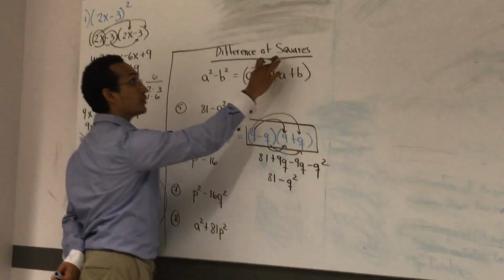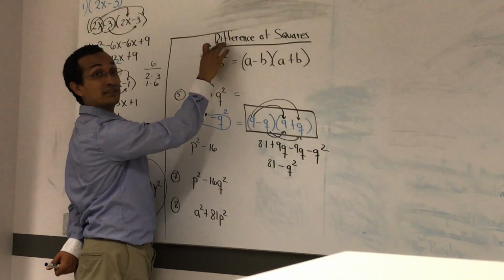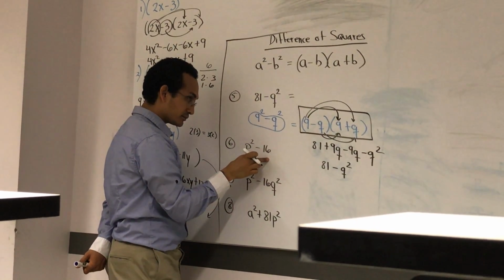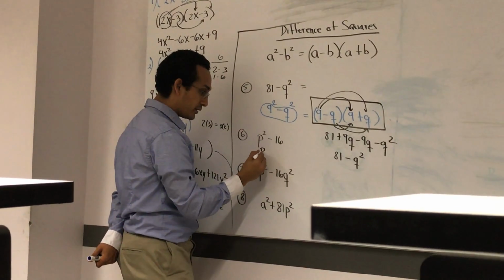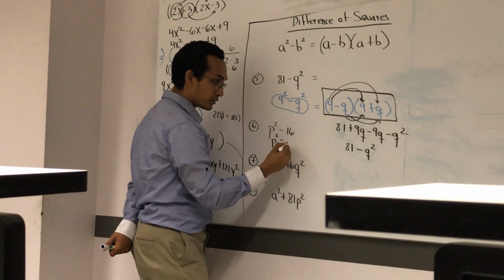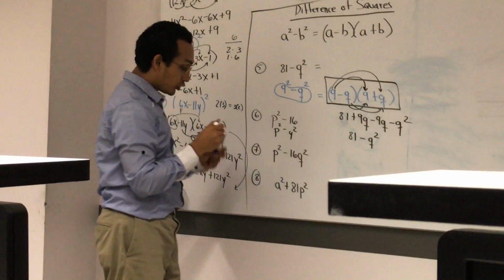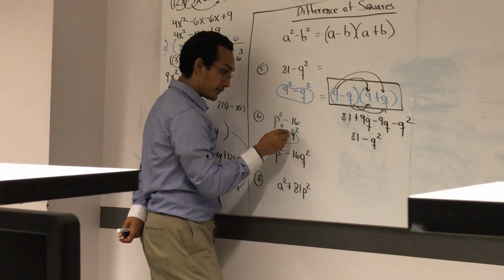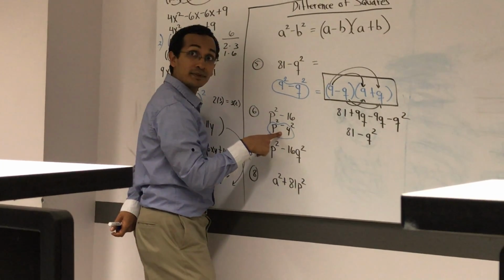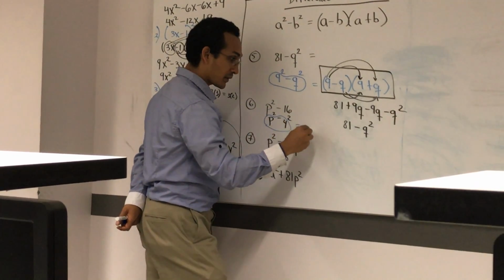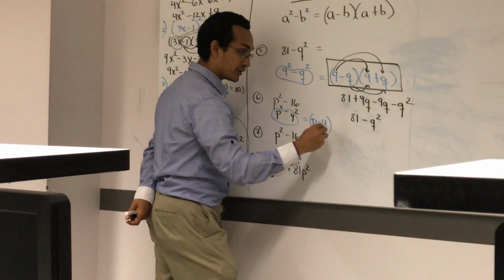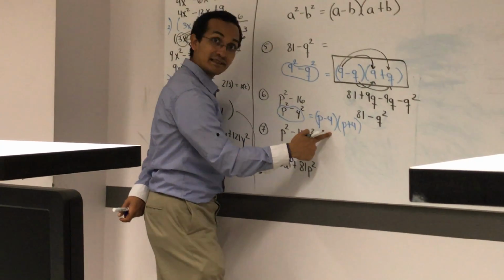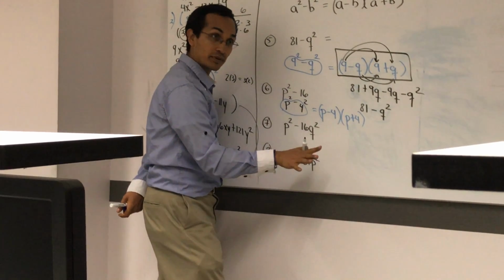Difference of squares. Remember the word squares, and remember the word difference, which means subtraction. Are both of these squares? Yes, this is p squared and this is 4 squared. I told you the trick is to circle everything under the 2's. One of them is going to be p minus 4, and the other one is going to be p plus 4. So that's the answer. Simple enough.